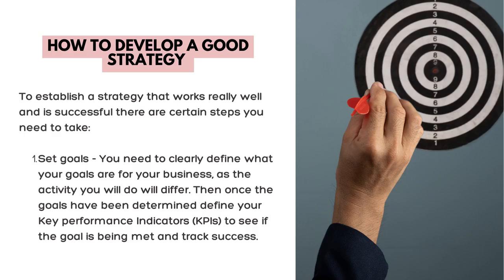Then once you have those goals and you've determined what they are, you'll then have to create KPIs, which is key performance indicators, to see if your goal is being met and track success. So what I mean by this is, for example, if you really want to boost traffic to your website, you might say, write it down, I want 20 more people a day going to my website. And that is a KPI. And if your traffic is building to that 20 people and more, then the activities that you're doing are successful because it's doing what you wanted it to do.